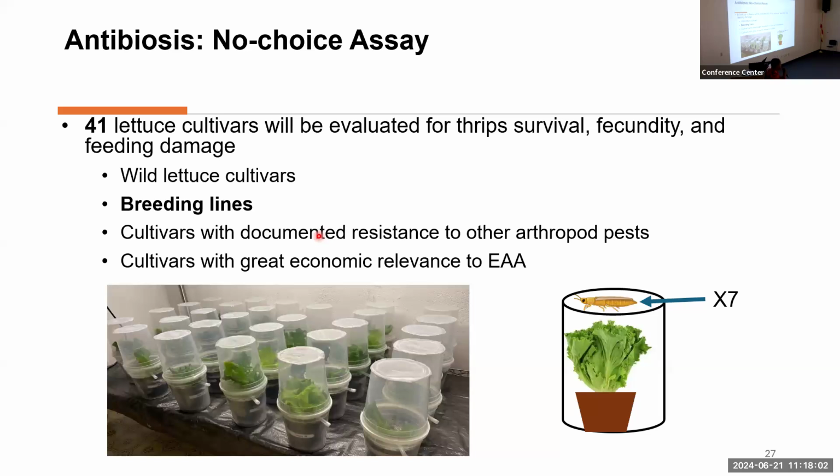So to understand this one, I'm doing the no-choice assay, which involves 41 lettuce cultivars that are going to be evaluated for thrips survival, fecundity, and also feeding damage.